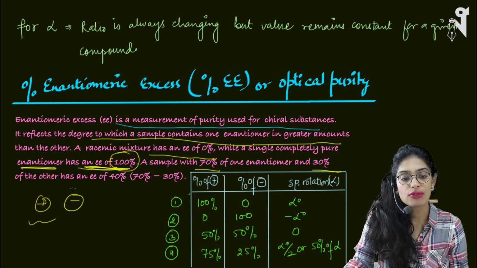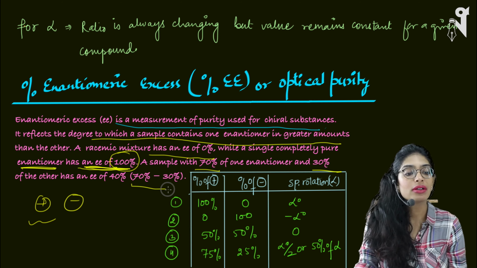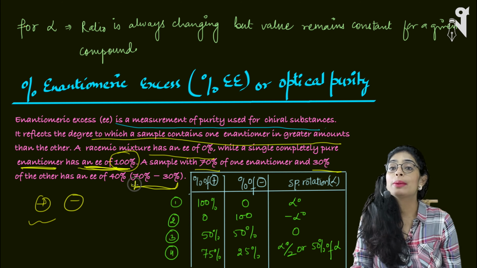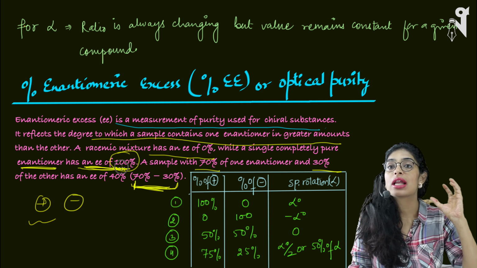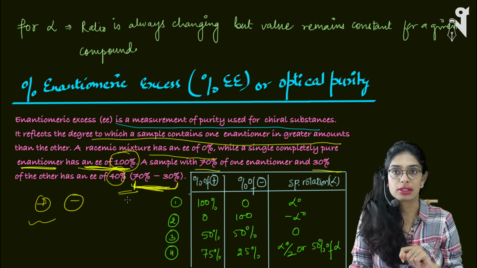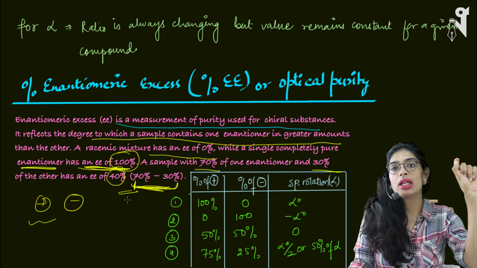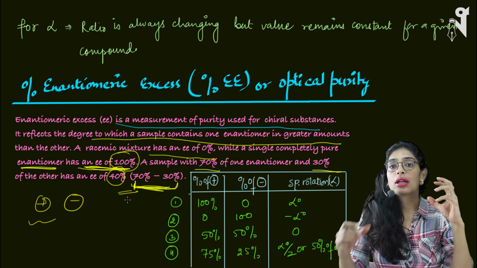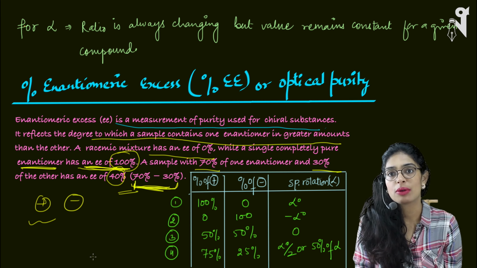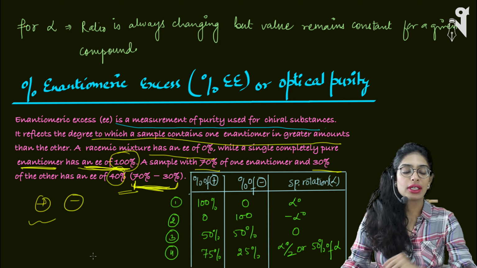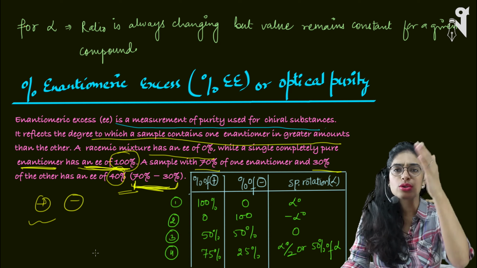Whereas if I have a sample of 70% of one enantiomer and 30% of another, then what will be the enantiomeric excess? That means a particular enantiomer will be in excess in how much quantity? 40%. 70% is one, 30% is another. Now 30% will get cancelled out. So 40% of a particular enantiomer will be in excess. We can see this in a table also. I have also tried showing you in the table.